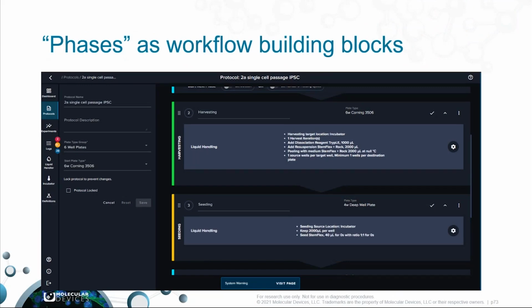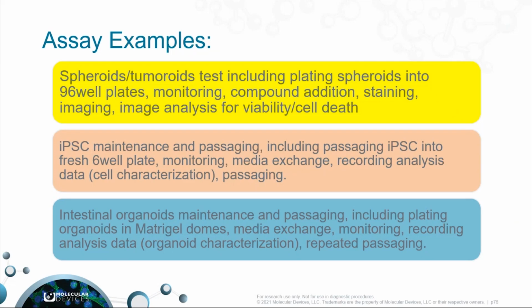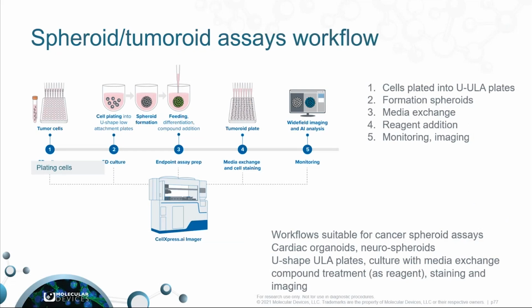To build your protocol, to build your experiment, you can start with predefined phases, which, for example, control different steps of the workflow, like cell harvesting, cell seeding, cell feeding, passaging, and also imaging. For this device, so far we have demonstrated and developed protocols for a number of the most commonly used 3D cell culture workflows, which include spheroids, tumoroids, iPSC maintenance and passaging, and intestinal organoids in Matrigel. I will describe briefly the workflow for those experiments.